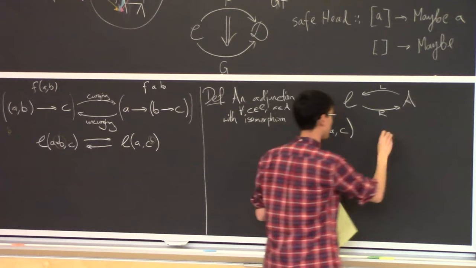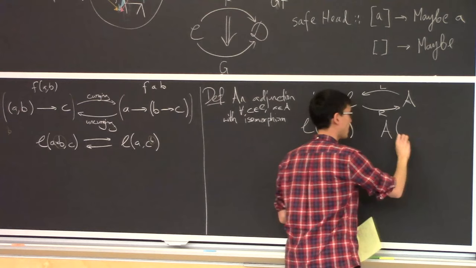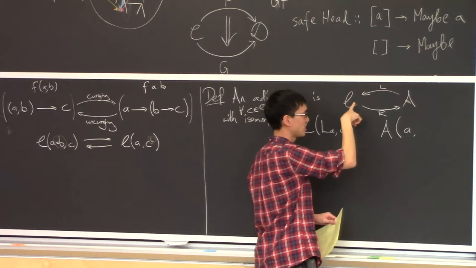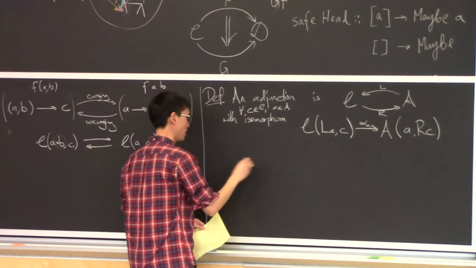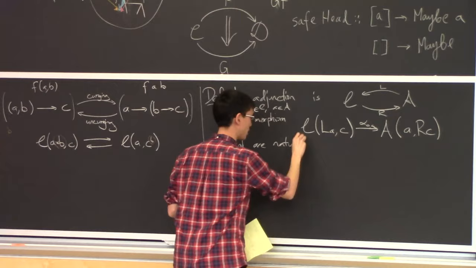And I can also do the other side. If I want to relate them in the category A, I can take my object A. And then I can also take my object C and put it through the functor R to get over there. And so what I want for an adjunction is a bunch of isomorphisms of this sort that are natural, in the sense of natural transformation, in these sort of A and C, which are these variables.